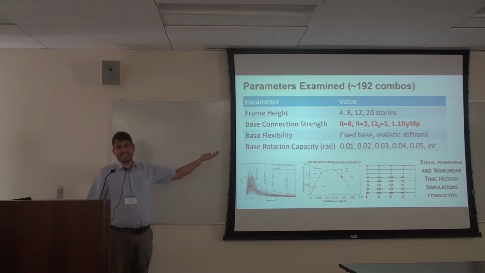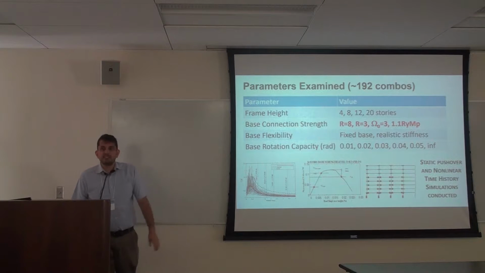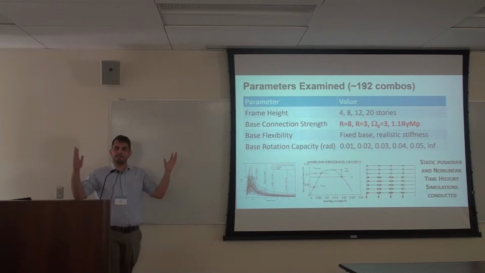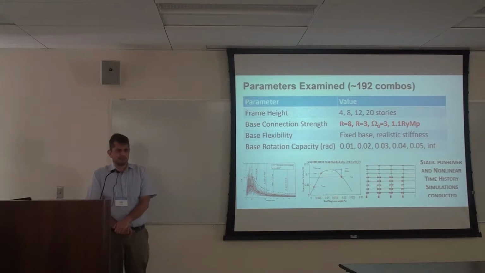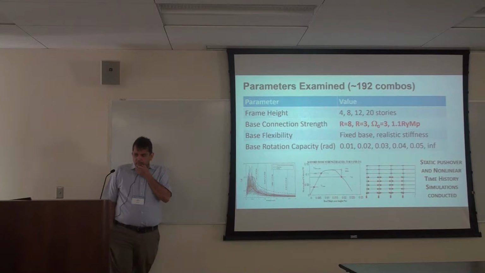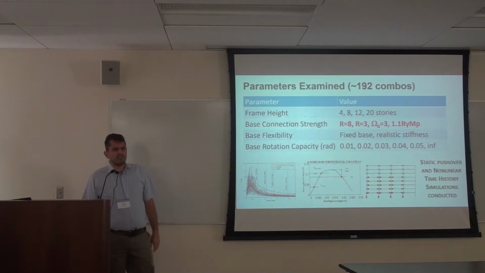One is using an R equals 8, which is to say, let's treat the column base connection like a beam column connection, where you're going to actually form a real plastic hinge there, just as you would get in the beam column connection. See what happens. And then we looked at one intermediate value, which is R equals 3.